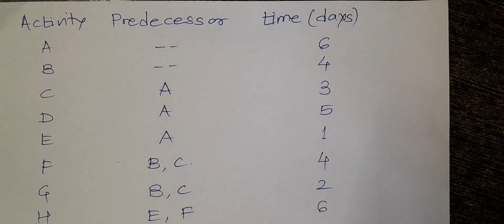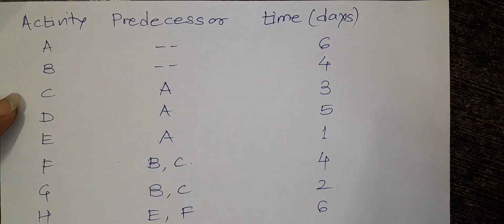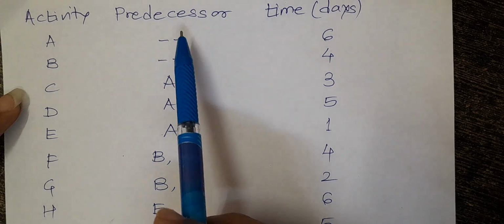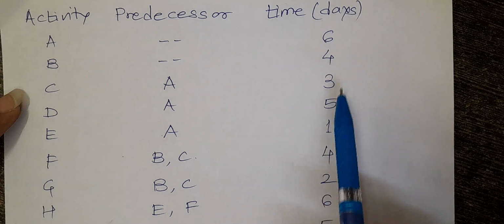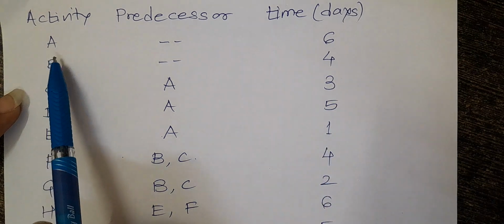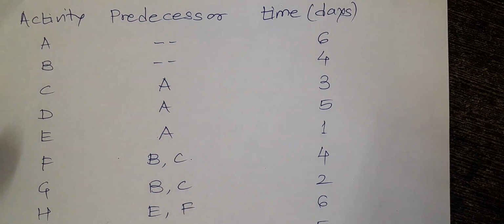We will see the example of one project. Here the data is given for the project. These are the activities mentioned, these are the predecessors to these activities, and these are the times required to complete each activity. So activities A and B don't have any predecessor.